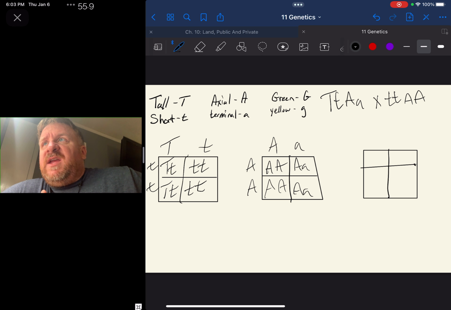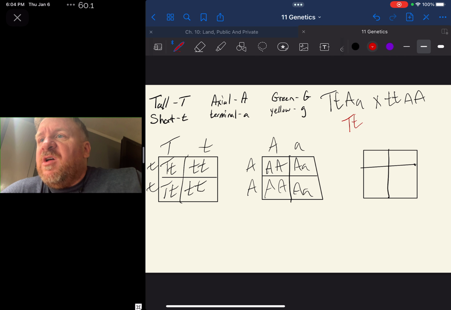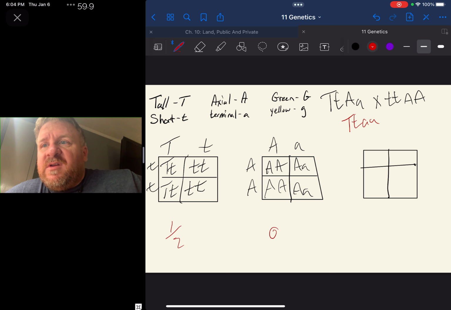In any question that you're going to get, the question is always going to be how many of the offspring share a specific characteristic. Let's say, how many of the offspring are heterozygous tall and terminal? First things first, how many are heterozygous tall? Two of them are, two out of the four, so that's 1/2. How many are terminal? None of them are, so the answer is 0.